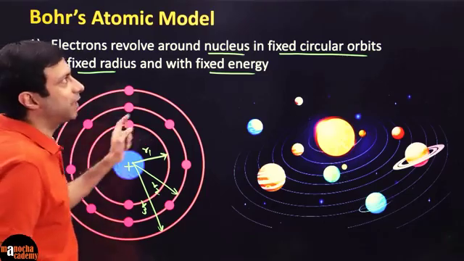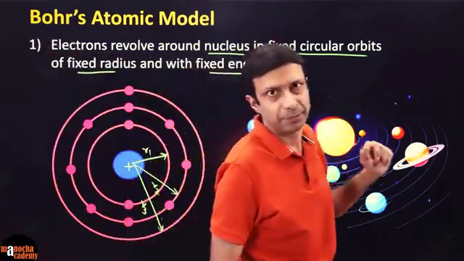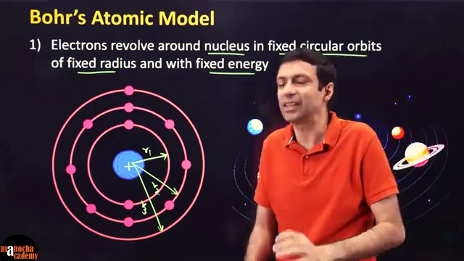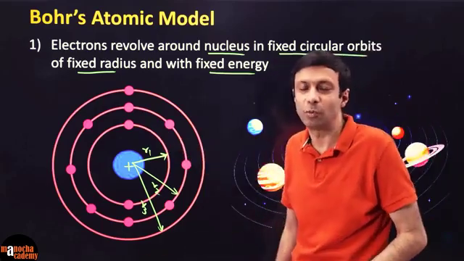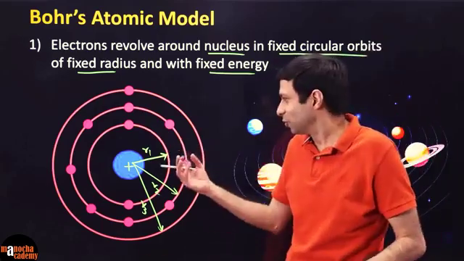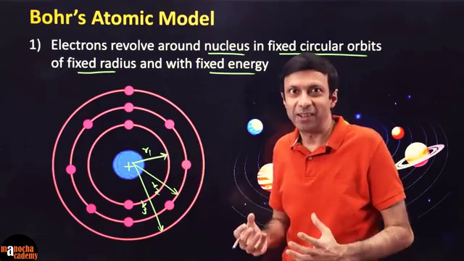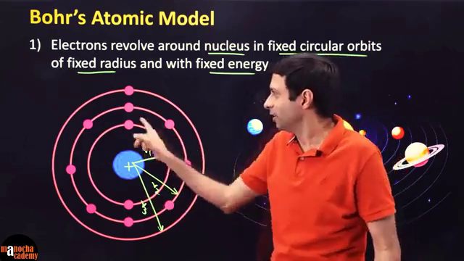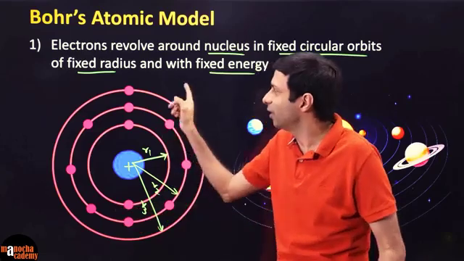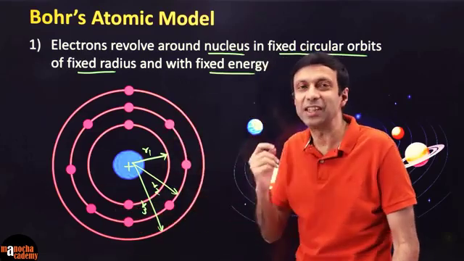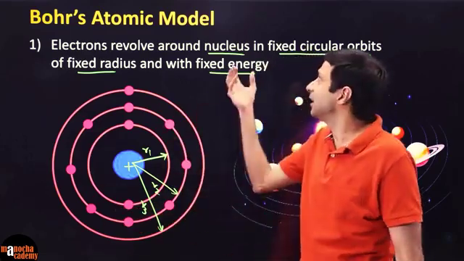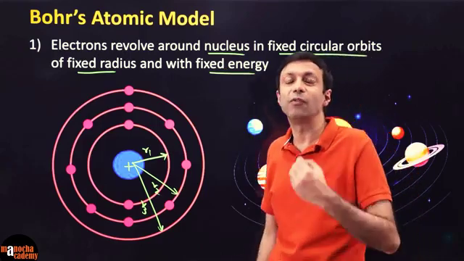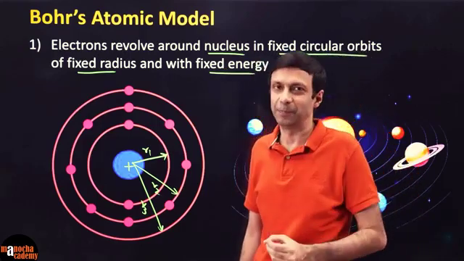And all these orbits are circular orbits. So basically, the electron can't say, "Hey, I want to roam around here, or I want to roam around there." No. The nucleus is like its parent. It says, "No, you must go in this circle, or in this circle, or in this circle." So these are fixed radius, and these electrons are revolving with a fixed amount of energy, right?